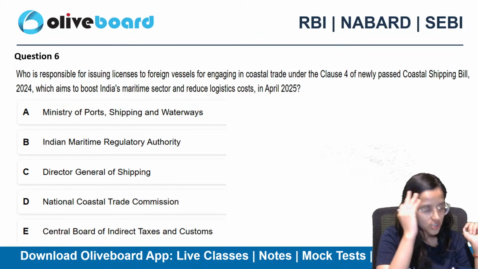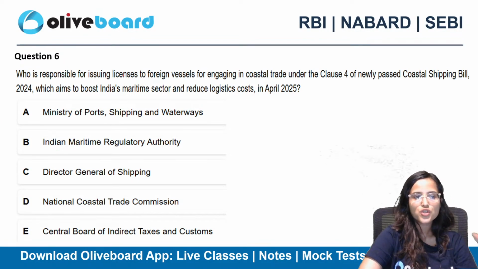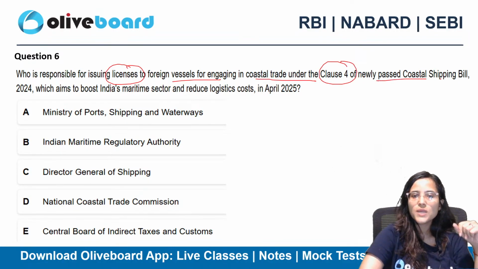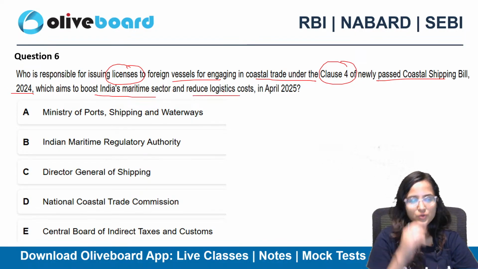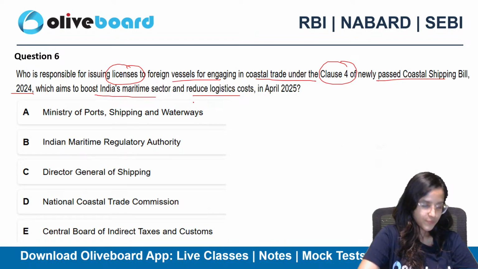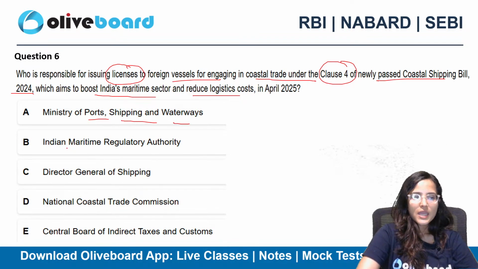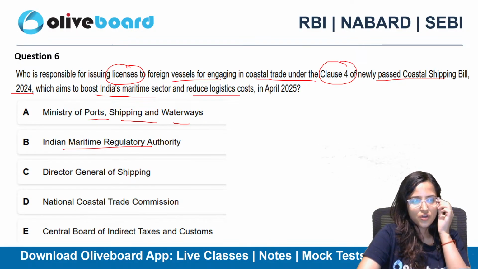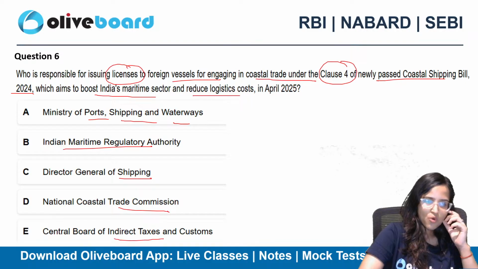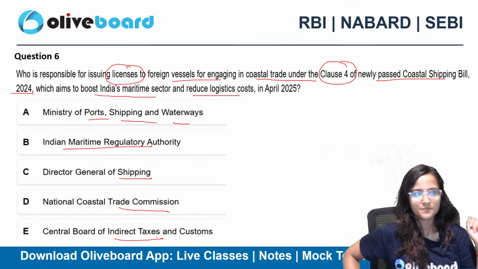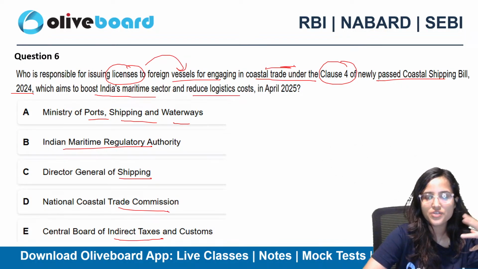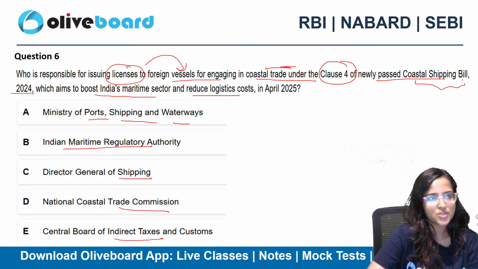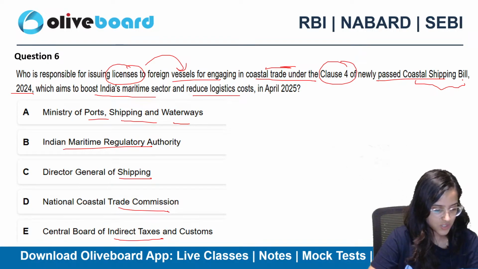Okay, question 6th over here. Who is responsible for issuing licenses to foreign vessels for engaging in coastal trade under Clause 4 of the newly passed Coastal Shipping Bill 2024, which aims to boost India's maritime sector and reduce logistic costs in April 2025? Ministry of Ports, Shipping and Waterways, Indian Maritime Regulatory Authority, Director General of Shipping, National Coastal Trade Commission or Central Board of Indirect Taxes and Customs. What is the answer? Who is responsible for issuing licenses of foreign vessels for engaging in coastal trade under Clause 4 of this Coastal Shipping Bill 2024? Who is going to answer this question?